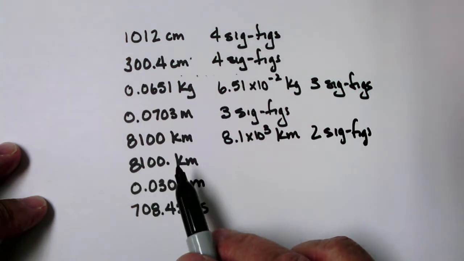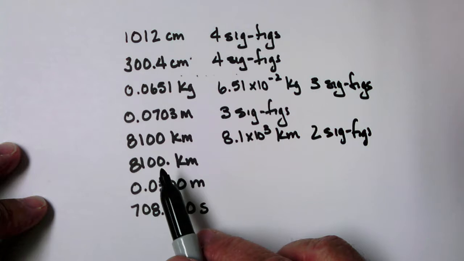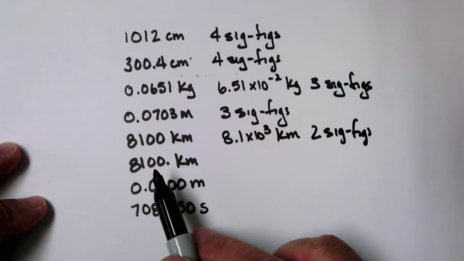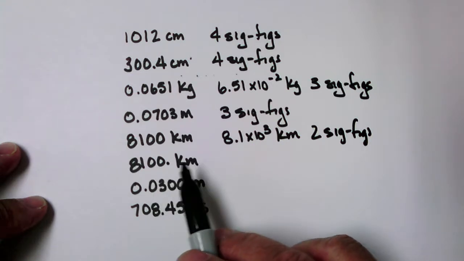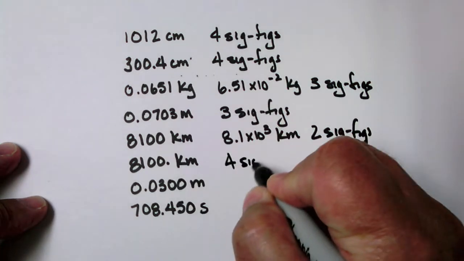The next number looks like the same measurement, but now we can see there's a decimal point after the last zero. A decimal point there, or a decimal point in the number, makes any trailing zero significant. So now this measurement has 4 significant figures.